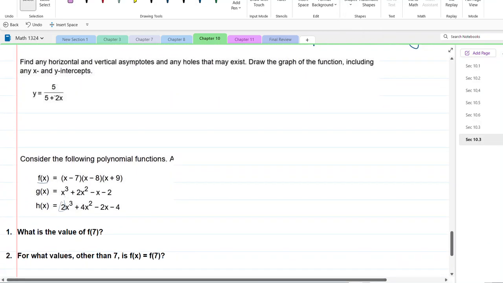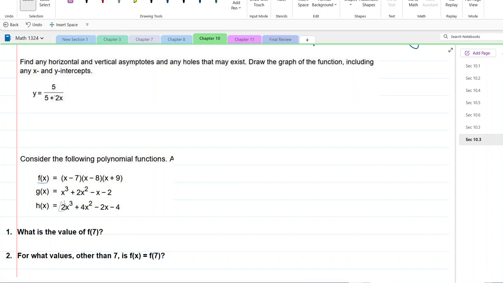So here we want any horizontal or vertical asymptotes and any holes that may exist. Now that's called a removable point, and I haven't done one yet, and I don't think I have one on the homework, so we don't have to really worry about that. So let's look at this guy, and then it said draw the function, including the x and y intercepts. All right.